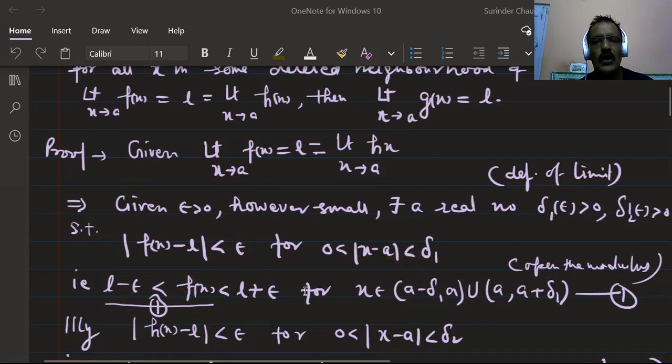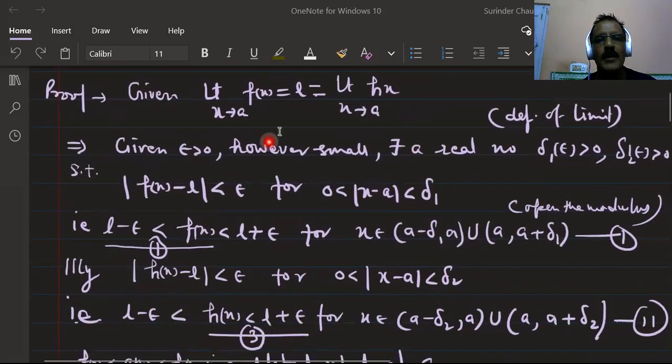So if we open the modulus of this first inequality and second inequality, we'll obtain that f(x) is lying between L minus epsilon and L plus epsilon. That is, L minus epsilon is less than f(x) is less than L plus epsilon for all x belonging to the delta deleted neighborhood of A. This is the delta deleted neighborhood of A. Delta means symmetric, deleted means deleting the point A at which we are discussing the limit.